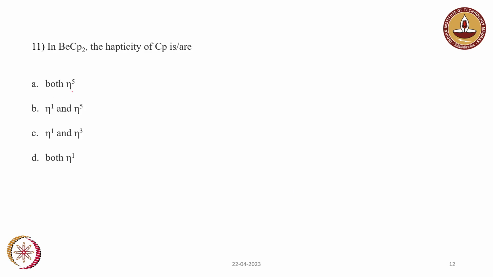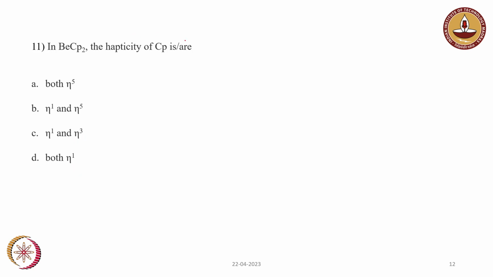Next question is in BeCp twice. The hapticity of Cp is or are: option A is both eta 5. Option B is eta 1 and eta 5. Option C is eta 1 and eta 3. Option D is both eta 1.